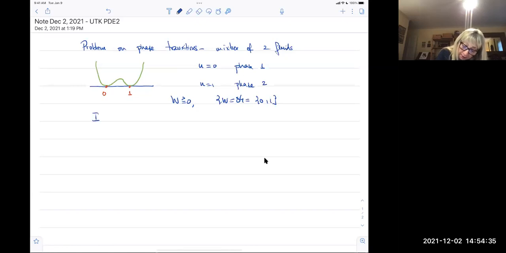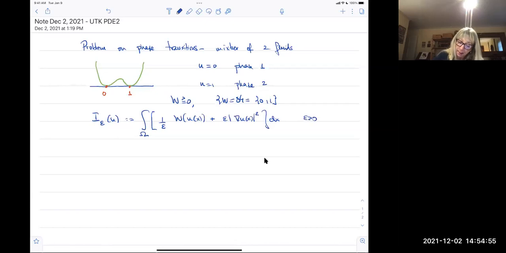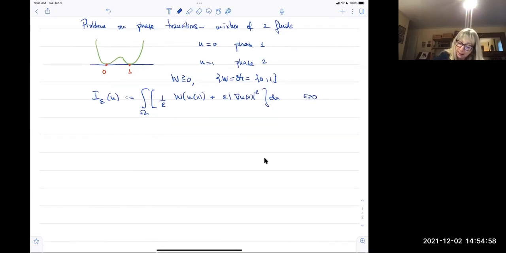So we had introduced an energy, which I call I epsilon of u, which is the integral over omega of 1 over epsilon W of u plus epsilon grad u squared, dx. Epsilon is a small parameter. You also fix the average of u to be some number m, which lies between the two wells. That will force you to have a mixture. You cannot always be 0 or always be 1. You need to have a presence of both phases.